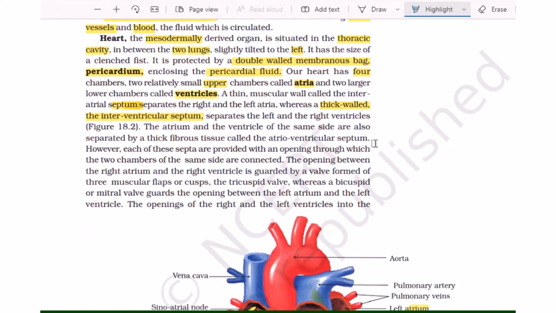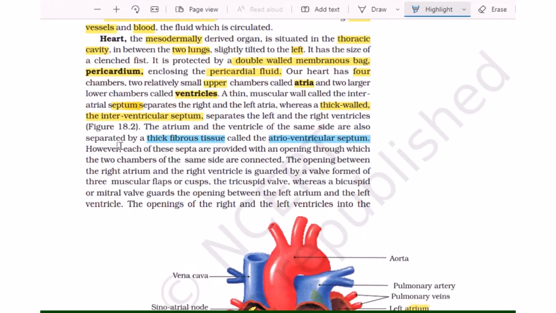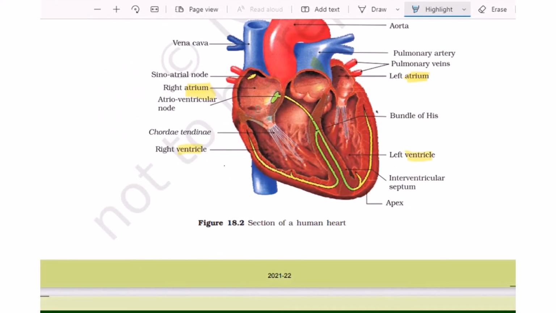And there is also a thick fibrous tissue called the atrioventricular septum, and the name suggests that it is the wall layer between the atria and the ventricle. However, each of these septa are provided with an opening through which the two chambers of the same side are connected. So within the atrioventricular septum there are openings over here.